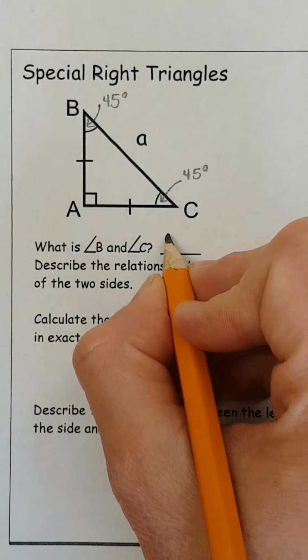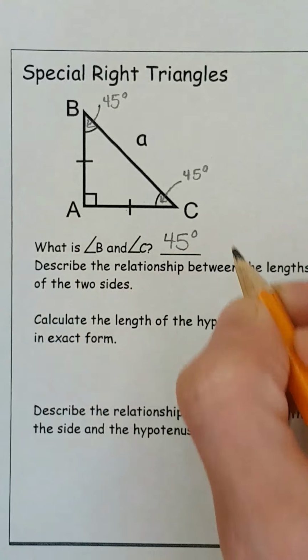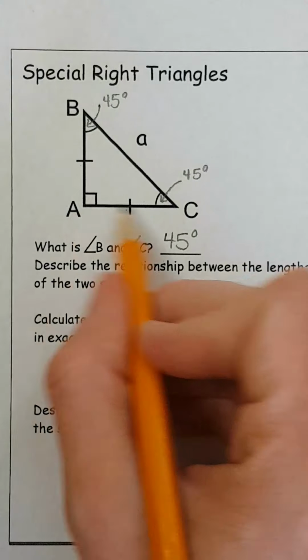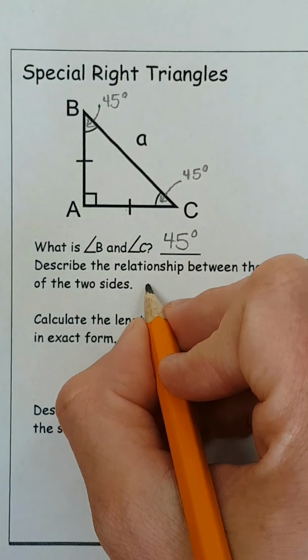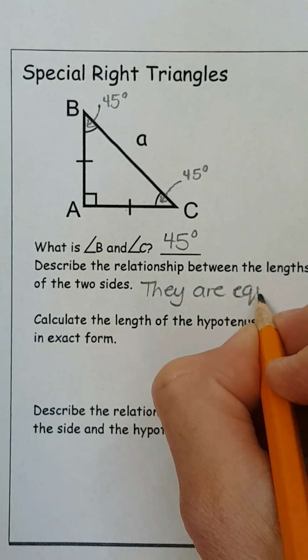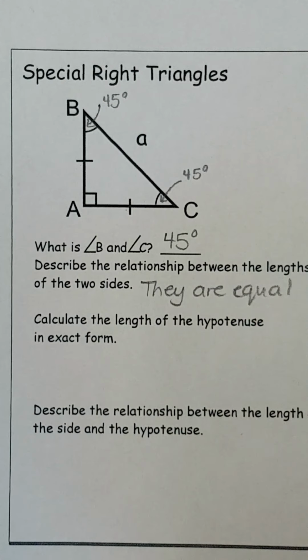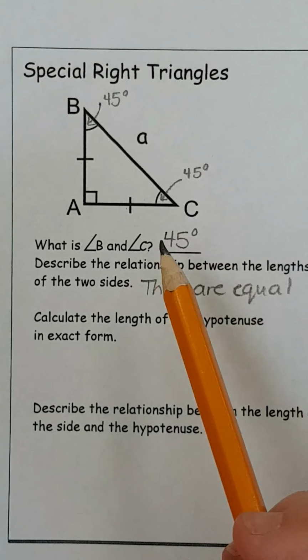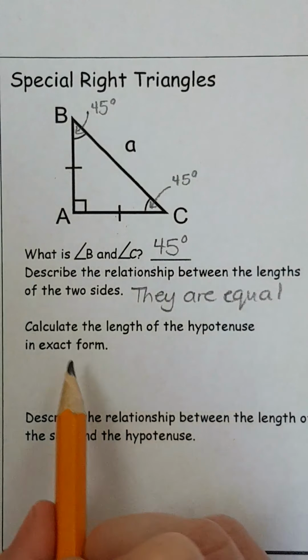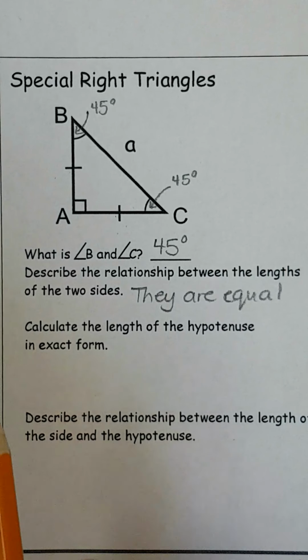So angles B and C measure 45 degrees. Now, the relationship between the two sides, the lengths of the two sides here, right? These are the sides, they're equal. And so I'm going to call that a 1-to-1 ratio, right? Because whatever this one is, this one has to be, and whatever this one is, this one has to be. So what we want now is to be able to calculate the length of the hypotenuse in exact form. Exact is another way of saying radical form, where we don't round.